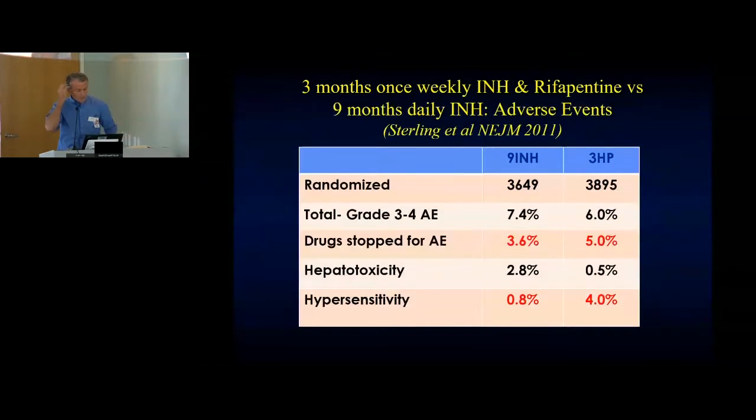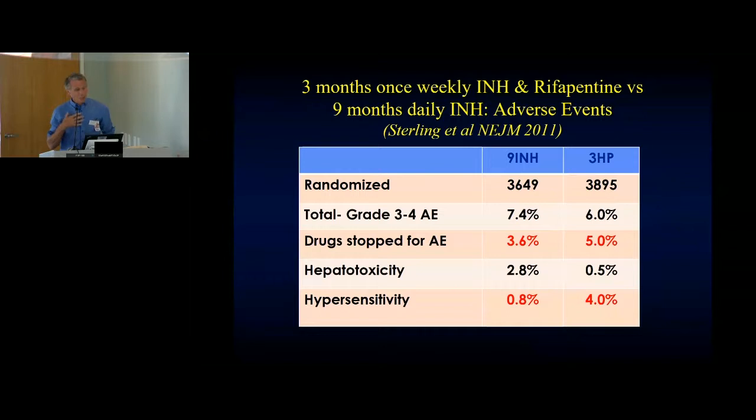But the adverse events were a bit of a drawback because despite the fact it was only 3 months and 12 doses, the overall rate of grade 3 to 4 adverse events was similar, and drugs stopped were actually higher for the 3HP and less for hepatotoxicity, but more for this hypersensitivity phenomenon, which actually resulted in hospitalization more often in the 3HP arm than the 9-INH arm. So an important caveat in terms of safety, not the same problem, but a different problem.